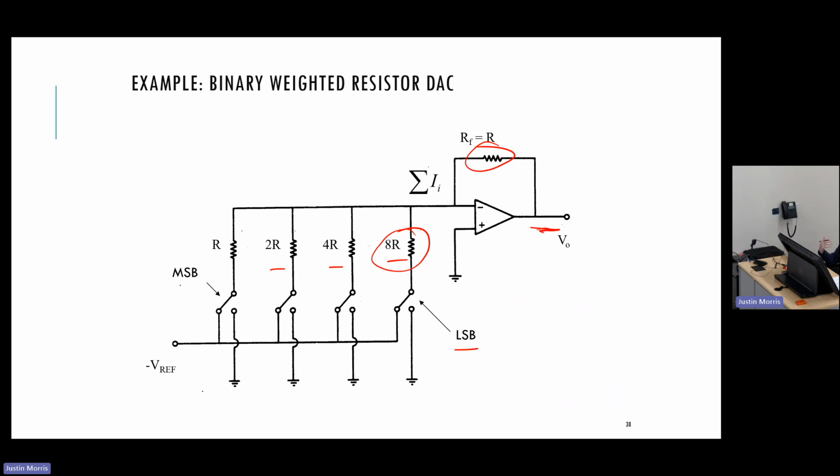So that's how we're getting the binary encoding, right? Because this one is basically Vref divided by R. This is Vref divided by 2R. Vref divided by 4R. And Vref divided by 8R. And that is just 2 to the 0, 2 to the 1, 2 to the 2, 2 to the 3. Right? So that's how we get these different output voltages with this circuit.